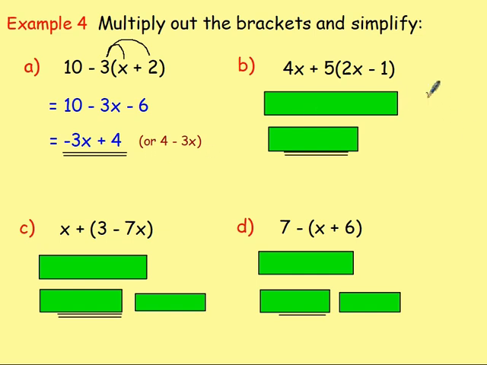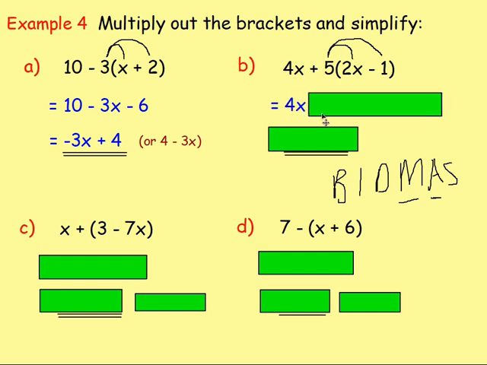Next one, 4x plus 5 bracket 2x take away 1. Once again, you've got the 4x plus, so you've got an add and you've got to multiply out these brackets. If you think about the word BIDMAS or BODMAS, we've got an addition, but we've also got to multiply out these brackets. And notice the multiply comes before the add. So we're multiplying out the brackets before we're dealing with the 4x plus. So 4x stays as 4x, we're doing nothing with it just yet, and we're multiplying out the brackets.